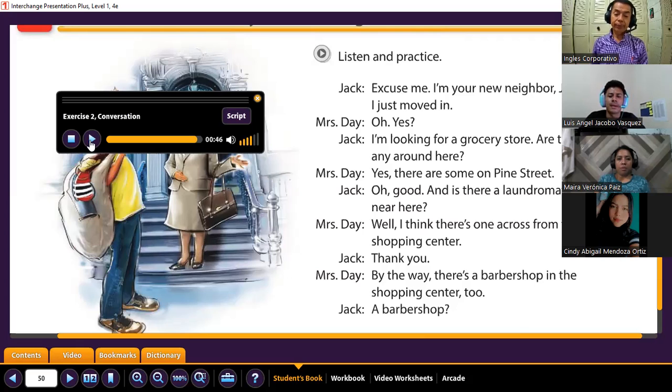By the way, there is a barber shop in the shopping center. Parece un trabalenguas. Excuse me. There is a barber shop in the shopping center too. Sorry, esta oración sí me ha caído. Me ha echado zancadilla. Hoy sí. There is a barber shop in the shopping center too. A barber shop.